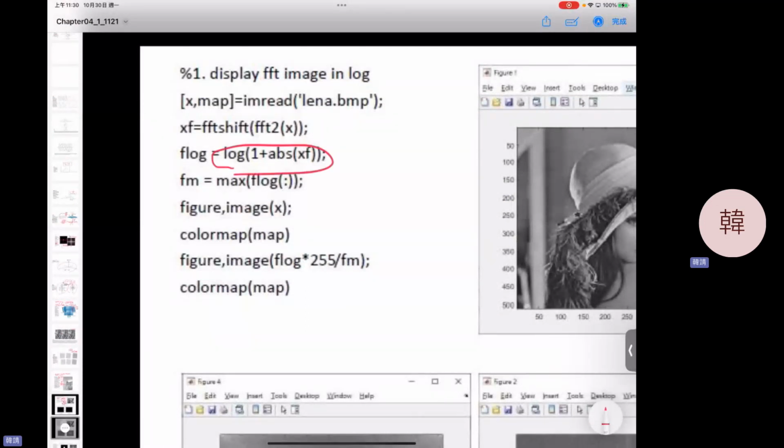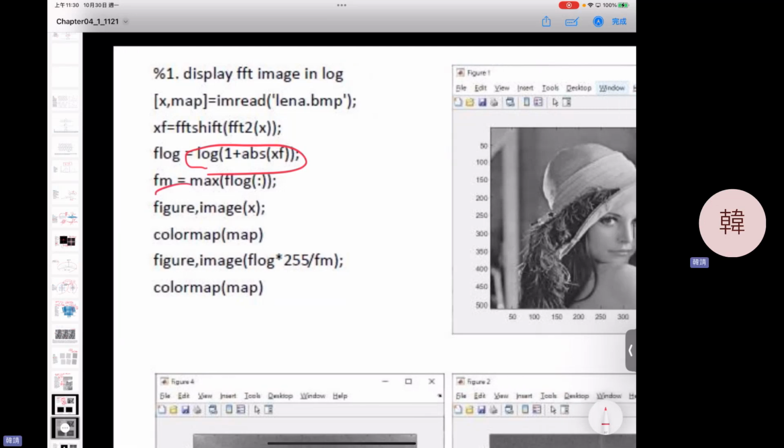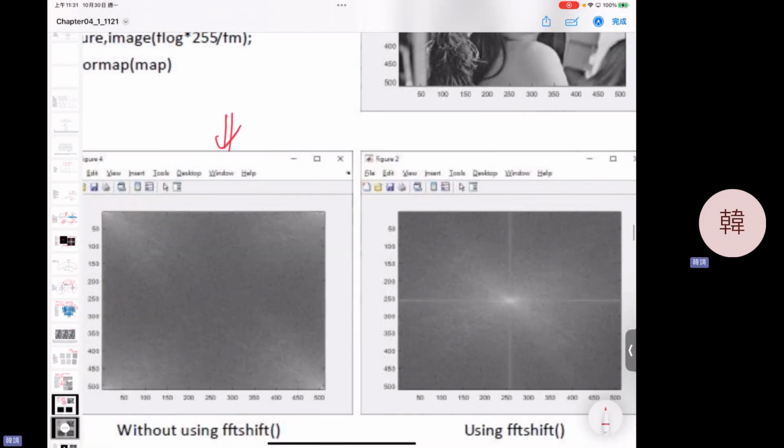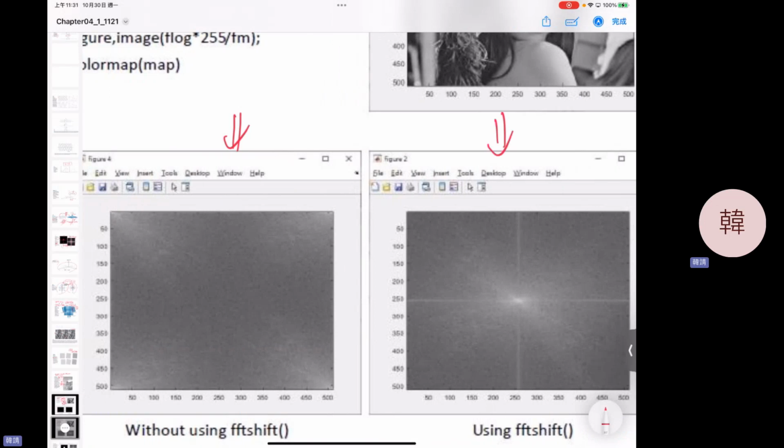Okay. So you take your Fourier transform, FFT2, and then we shift it. We shift it because the origin is at the corner; you can shift it in x. So we shift it and we take the log. Normalize your frequency coefficient range, and then take a look. This one is not shifted. This one is shifted. So now can you compare the difference?